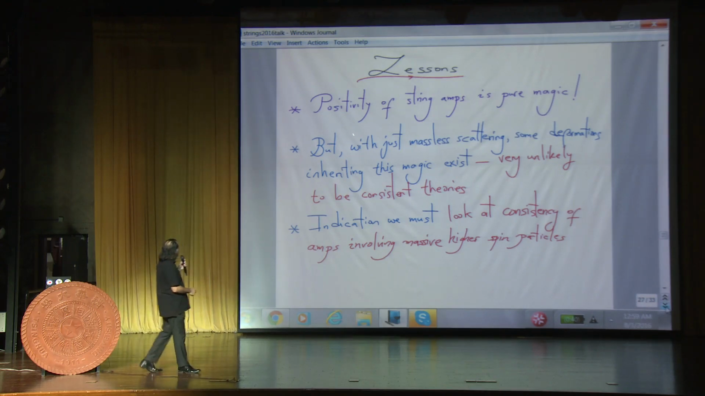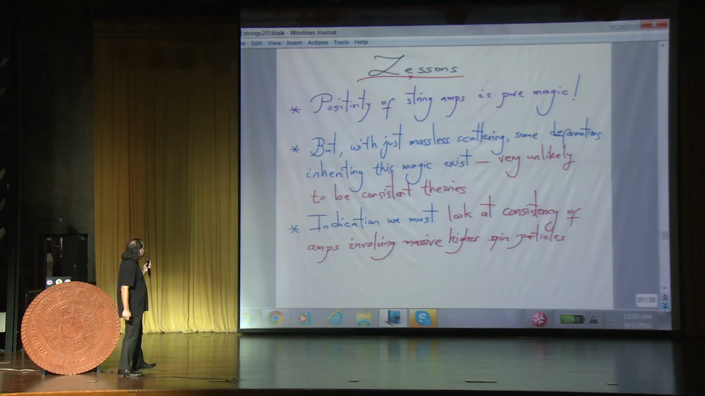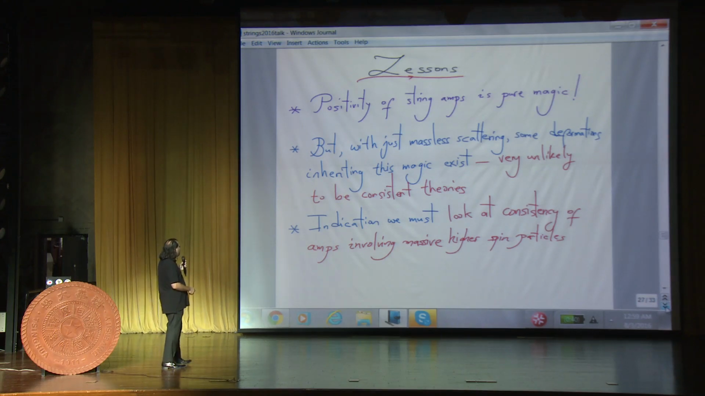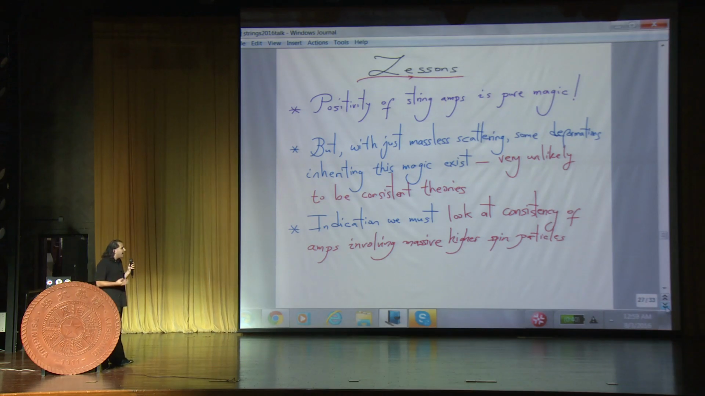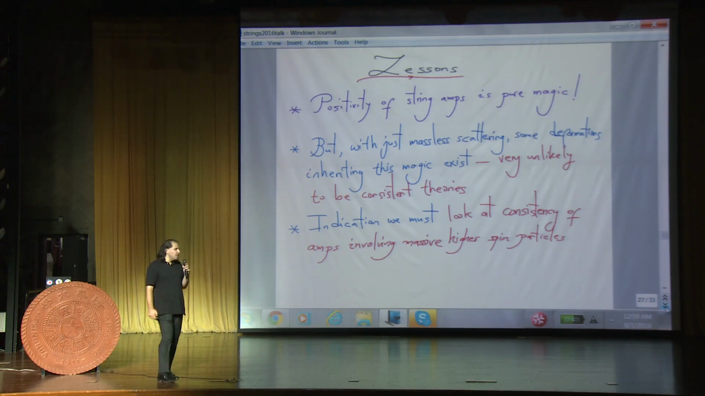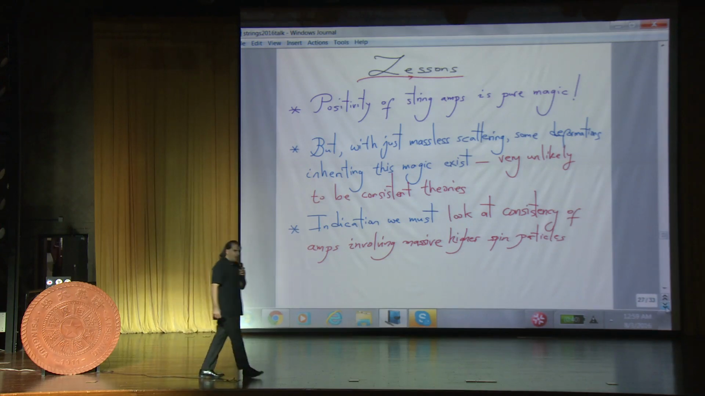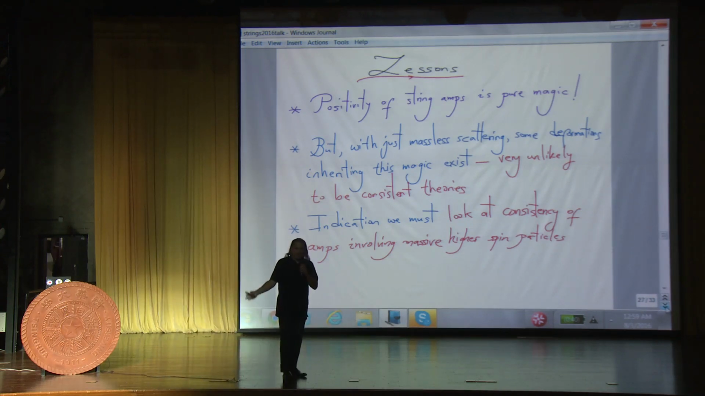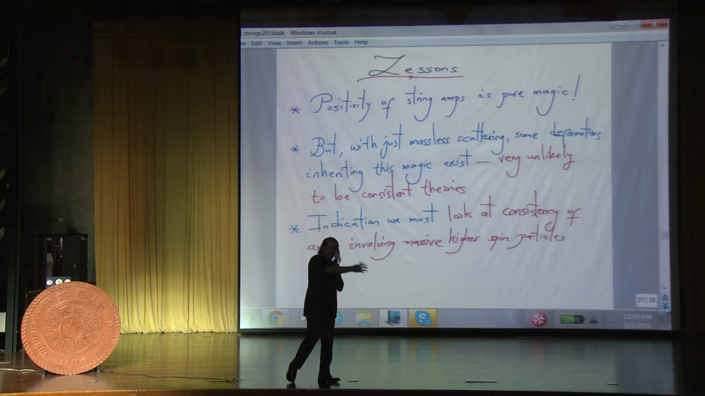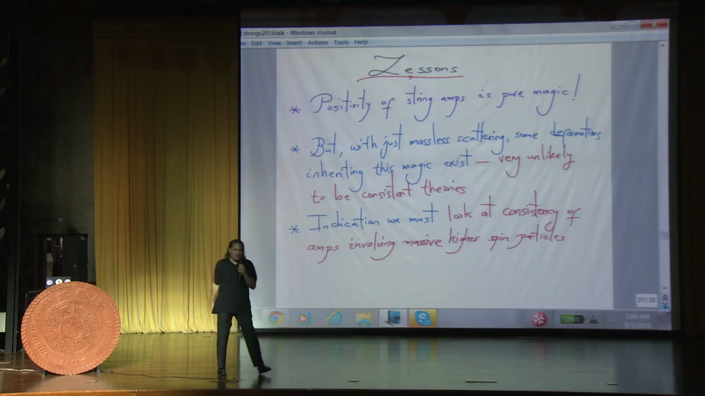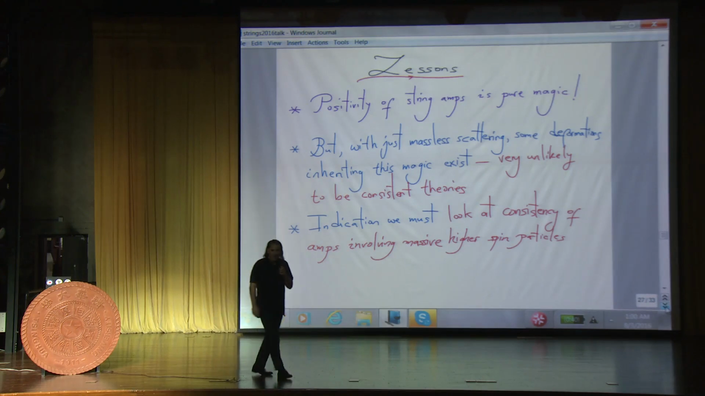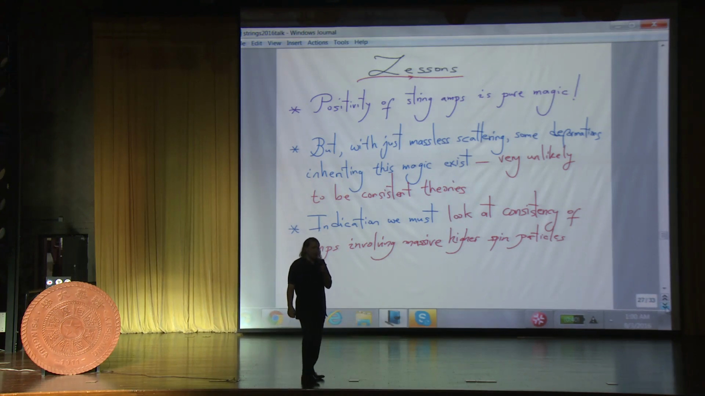Well, first of all, it's clear that the positivity of string amplitudes is pure magic. But with just massless scattering, we found some deformations that inherit this magic. Okay? Now, I think it's very unlikely that these are consistent theories. For example, those pi amplitudes that look like a power law at high energies, but have an exact linear string spectrum. There's no way that comes from a consistent theory.